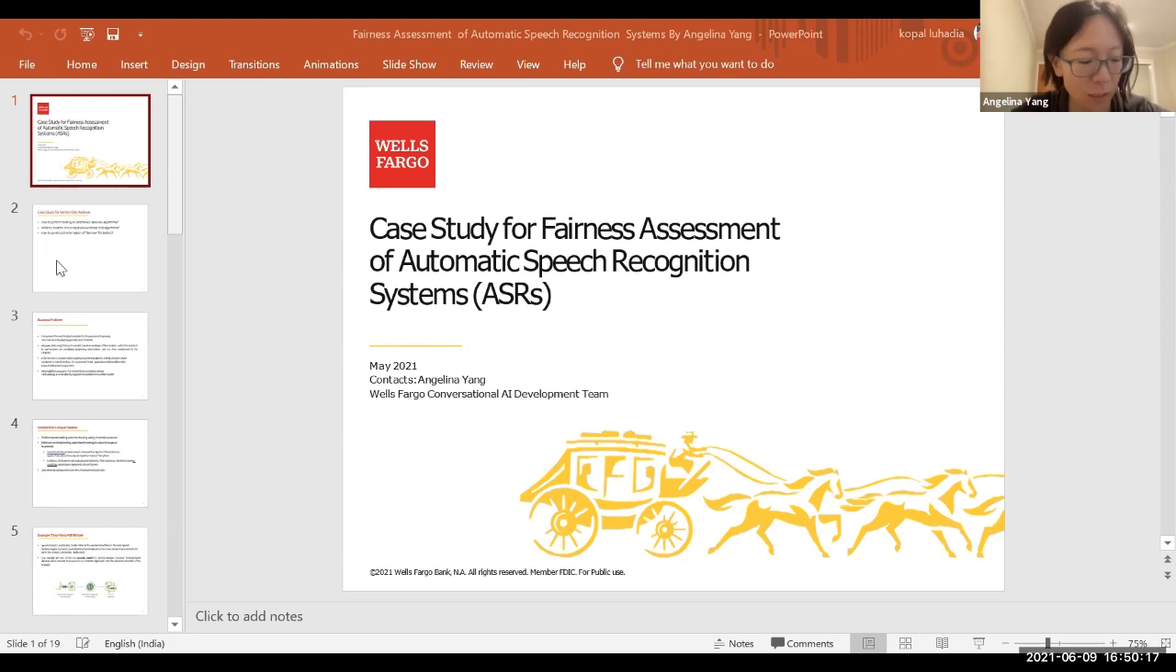For a specific vendor model that we have. This is an automatic speech recognition system, ASR type of model. So I'll talk through what we've done for this specific vendor model. Next slide, please.